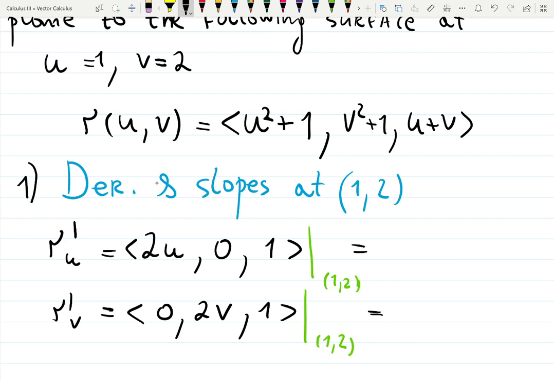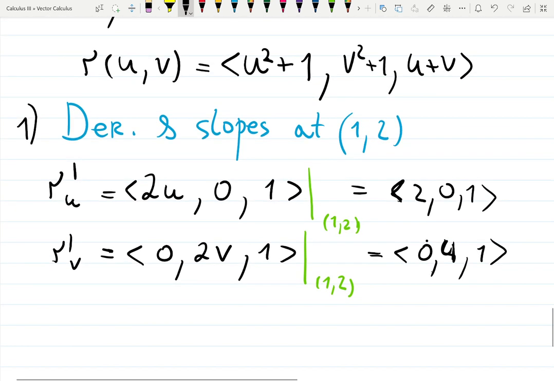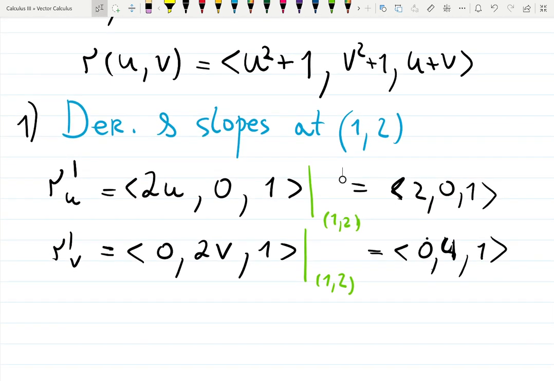Plug in 1 and 2, and you get a vector, which is 2, 0, and 1, and then 0, 4, and 1. So this will help us figure out the tangent plane. Remember that r_u and r_v are on the tangent plane. After this, we're going to find a normal vector. How do we do the normal vector? Cross product. Cross product of what? r_u and r_v. We need to review the cross product, but you're doing it right now in your homework, so it's fine.